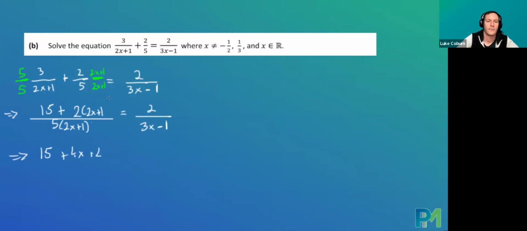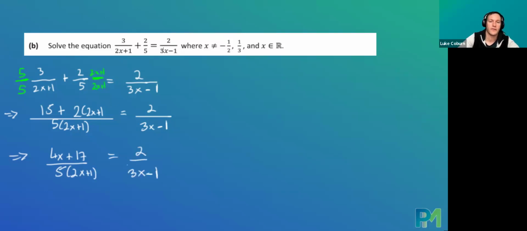That was a plus 1, so why don't I just say 4x plus 17, over 5 times 2x plus 1, is equal to 2 over 3x minus 1. And now I've basically finished the first stage of this, which was to combine the left-hand side into one single algebraic fraction. So that stage is finished.